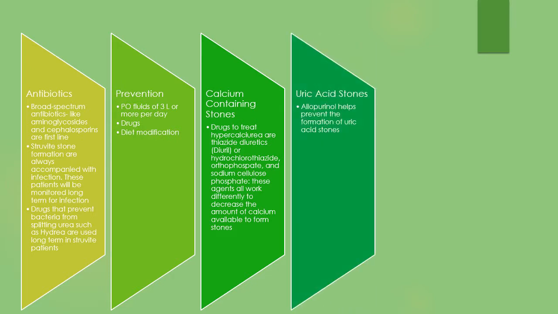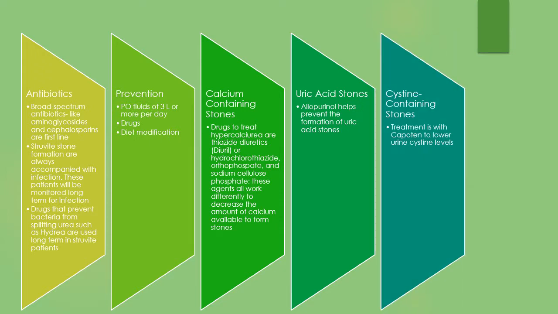Now, when you talk about the uric acid stones, allopurinol helps prevent the formation of these types of stones. Then we have cystine containing stones. Treatment is usually done with Capoten to lower the urine cystine levels.